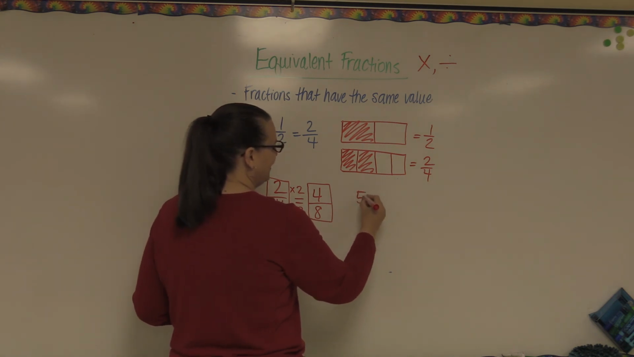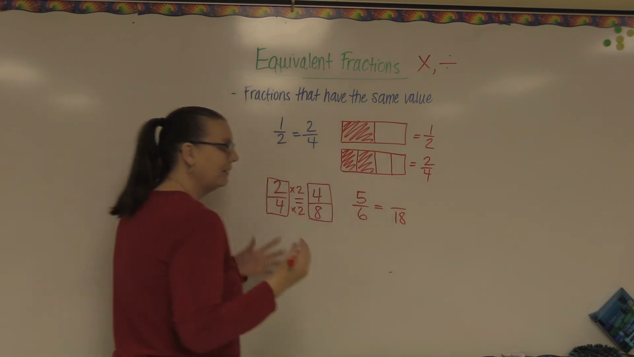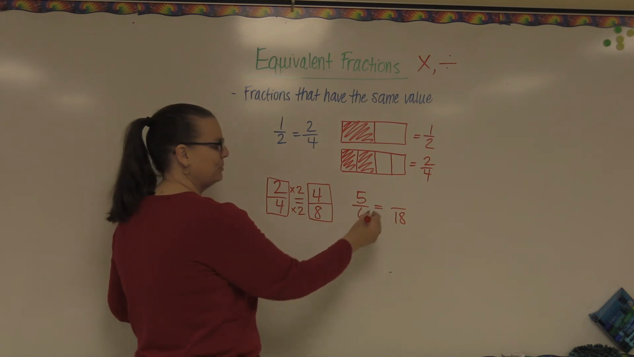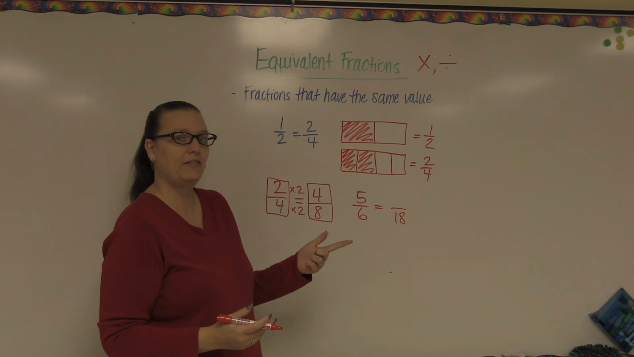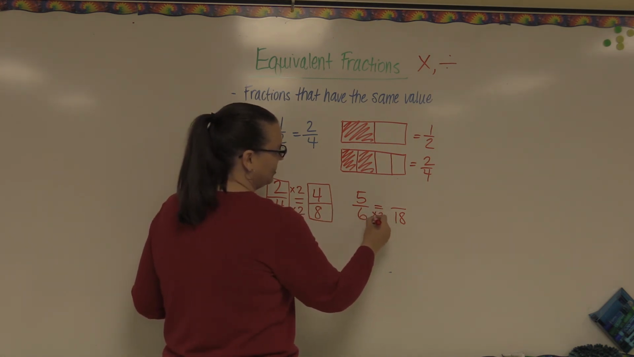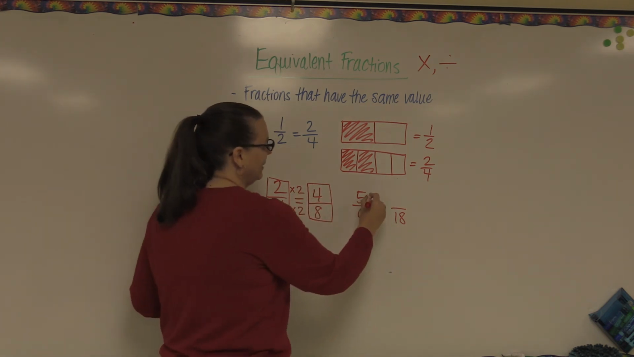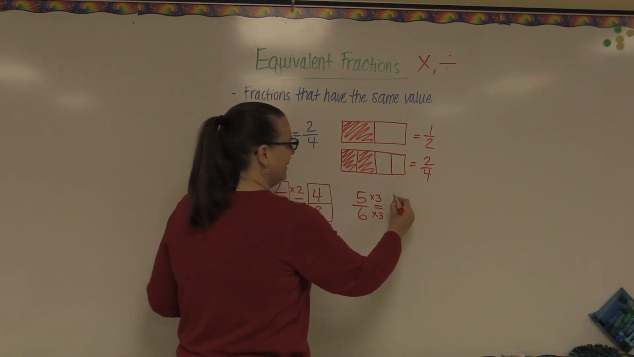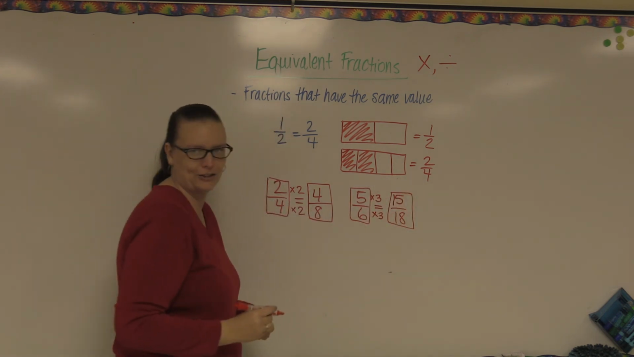What if I have 5/6 and I want to turn it into 18ths? Well, I know I'm making it larger again, so I can only use multiplication. So 6 times what is 18? Well, let's use multiples. Let's count it out. 6, 12, 18. That's 3 of them. So it means I multiplied 6 times 3 to get 18. Whatever I do to the denominator, I have to do to the numerator. So I've got to multiply the top part by 3 also. What's 5 times 3? 15. That means I've just created equivalent fractions.